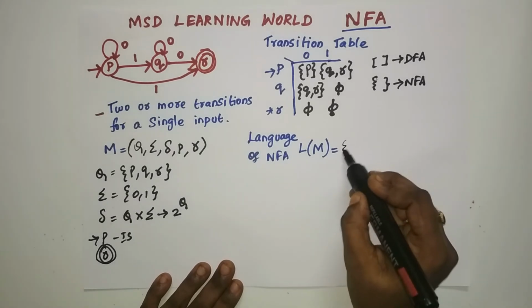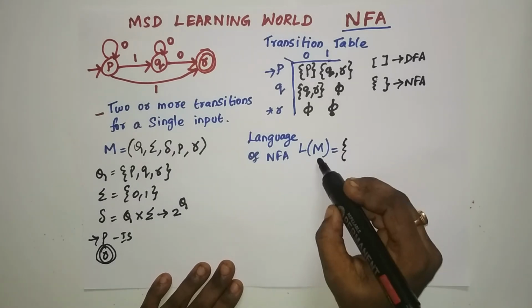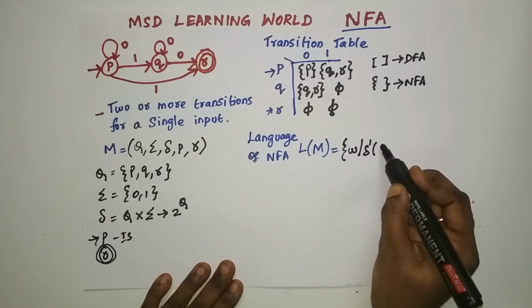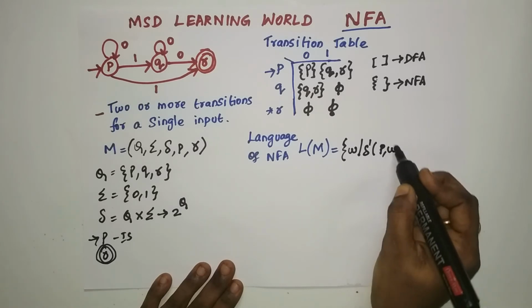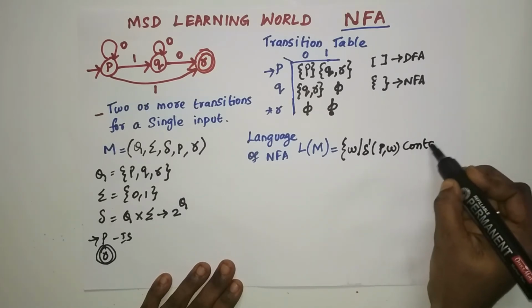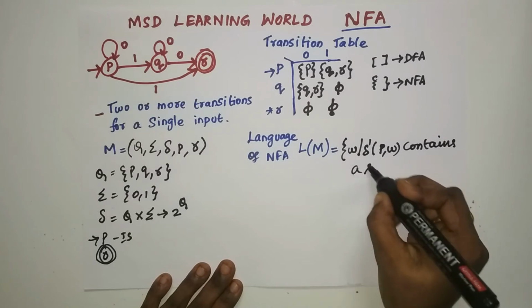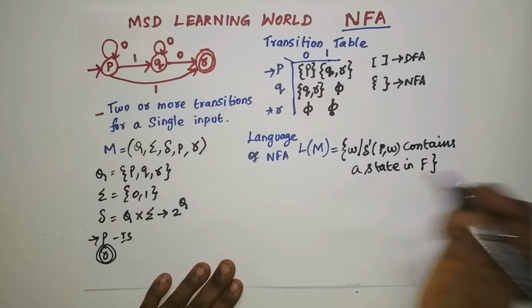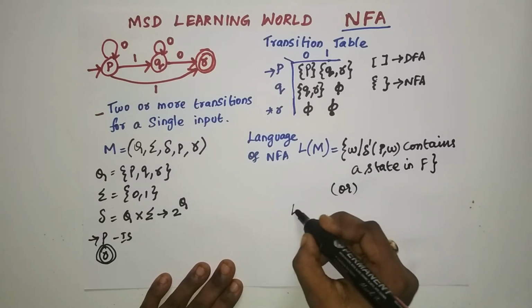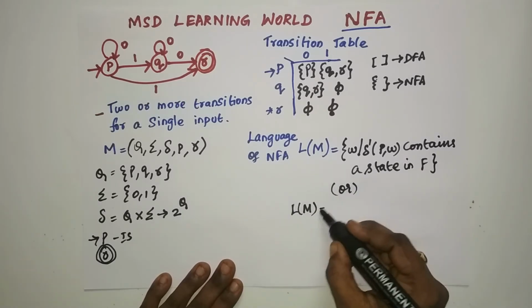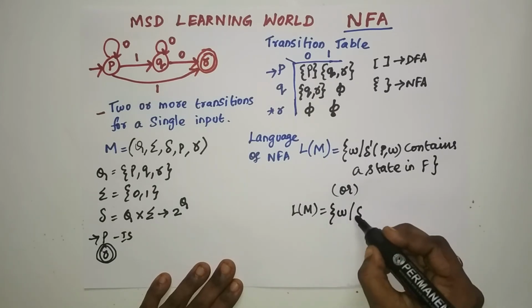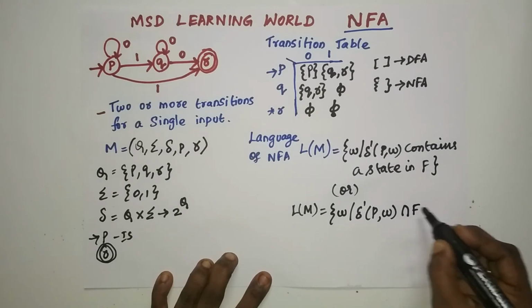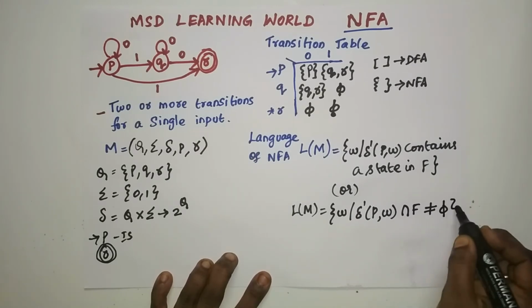So, the language of the machine M can be described as the set of all strings W, where delta-hat of the initial state P comma W contains a state in F, where F is a final state. Or you can have another representation of the language for an NFA, that is, the set of all strings W, where delta-hat of P comma W intersection final state does not equal an empty set.